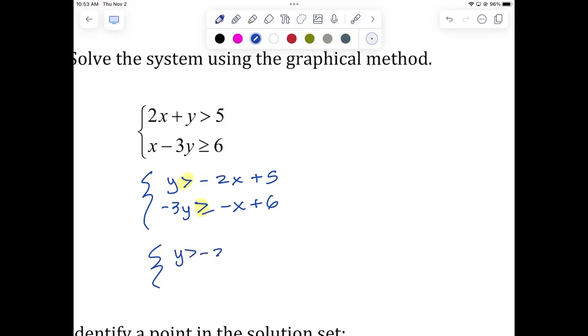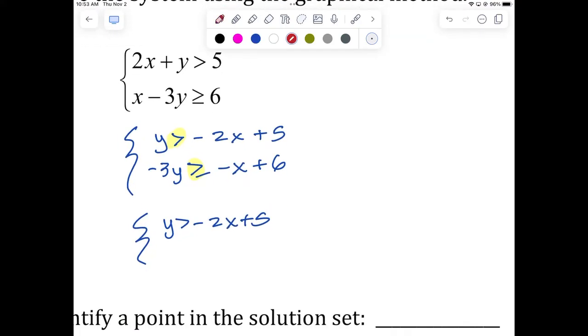y is greater than negative 2x plus 5. The second one, I'll switch to red berry. When I divide by negative 3, since it's an inequality, here's what makes it partially more exciting. I can't forget to remember to do what? Flip the inequality. Now it's less than or equal to, and I get positive 1/3 x minus 2.